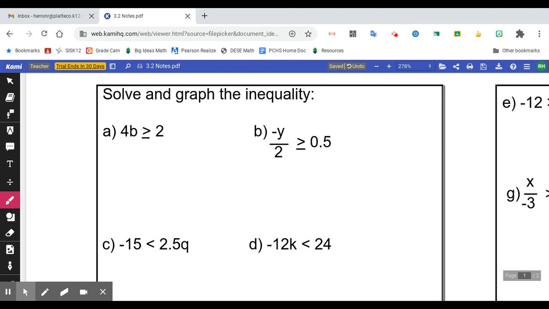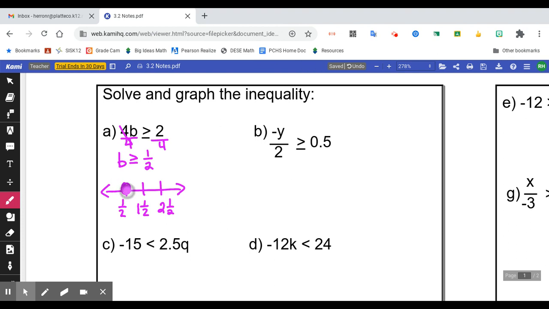Okay, so we have 4b is greater than or equal to 2. This is multiplication, so we're going to divide by 4 on both sides. No negatives here, so nothing to worry about with this one. And 2 over 4 would be 1/2. All right. So again, just a few hash marks. I'm going to do 1/2, 1 and 1/2, and then 2 and 1/2.